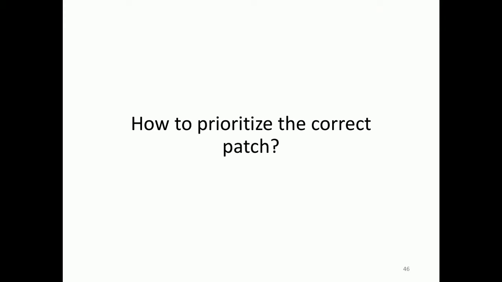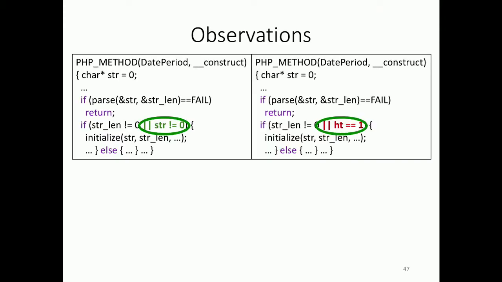So let's see what a human would do. Say we put those patches side by side and look at them. If we just look at what the patch changes, it's actually very hard to tell because they're very similar. They both add a check of a variable against a constant, and that's it.